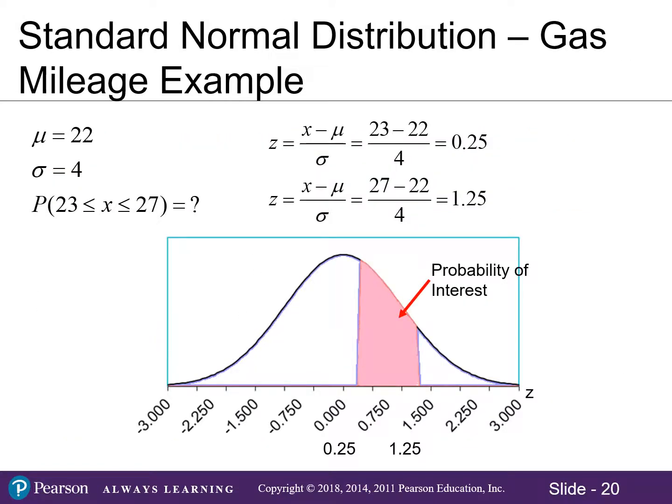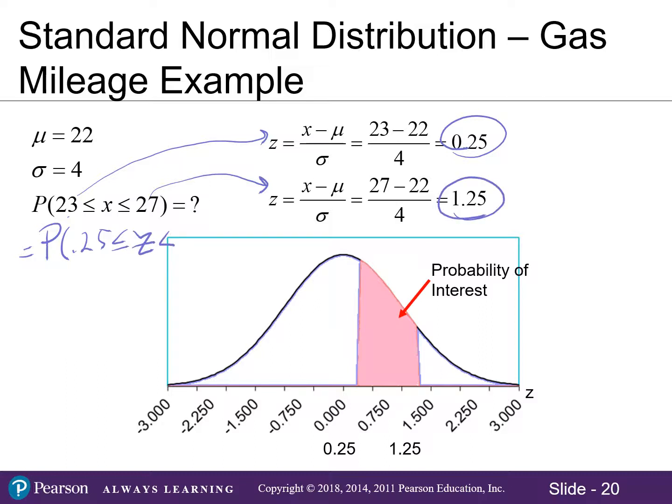So here's my area of interest. I'm going to calculate my two z-scores and convert it over. So I'm doing z once for 23 and then once for 27 to come up with the two z's that are equivalent. I'm going to be making this into the probability that, okay, you look at the one for 23, that's this, 0.25 less than or equal to z, not x, because I'm now on the z distribution, and then 1.25. And all I did to get these was subtract the mean and divide by the standard deviation.